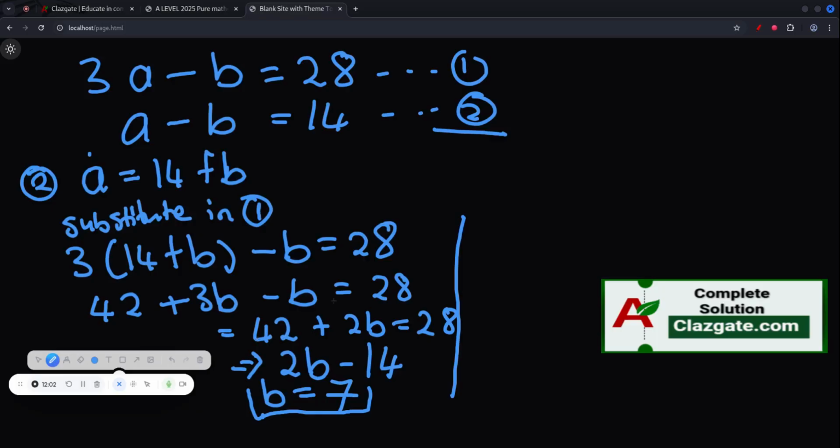2B 42 will come into the other side. So 28 minus 42 is negative 14. Negative 14, so this is going to be negative 7. So B is negative 7. And then back to our equation.